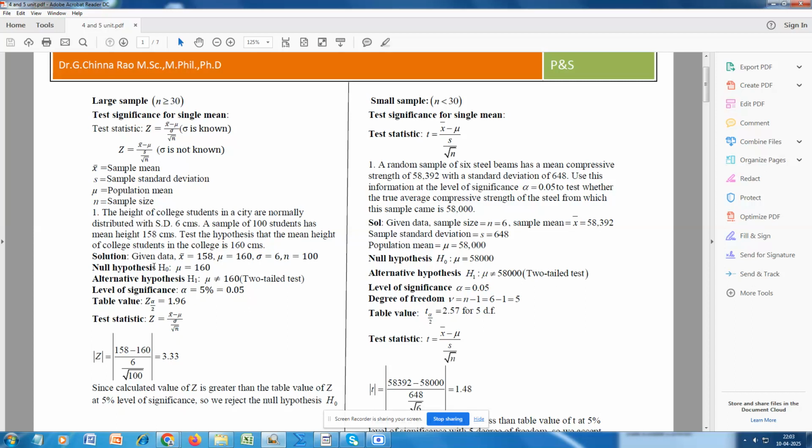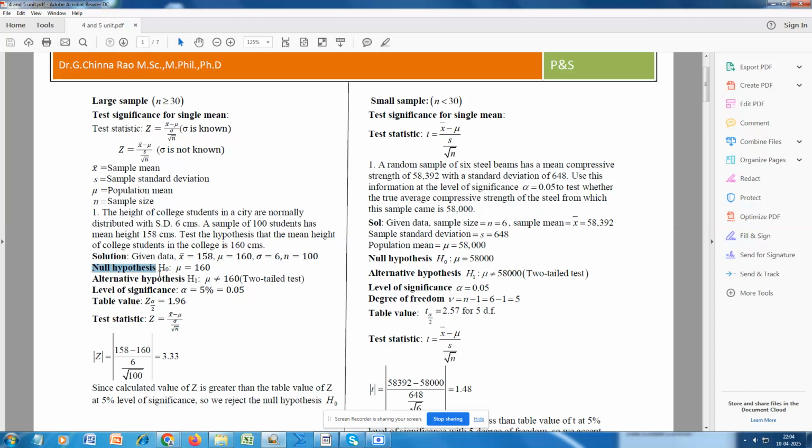First, you write the given data. According to the data, sample mean x bar is 158, population mean is 160, standard deviation sigma is 6, and n is equal to 100, which is called the sample size. Now, first of all, you write the null hypothesis.